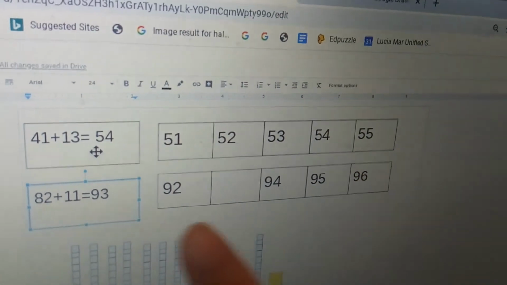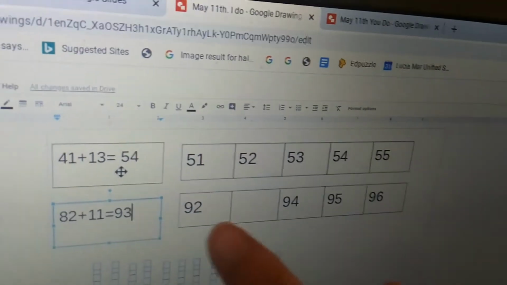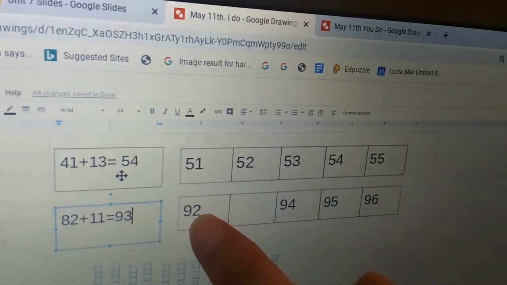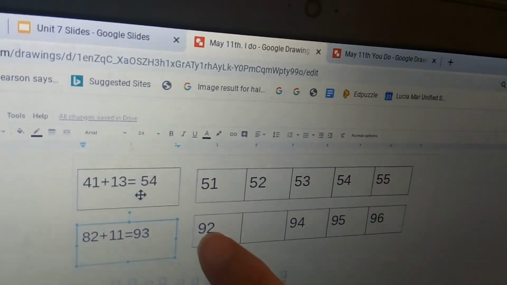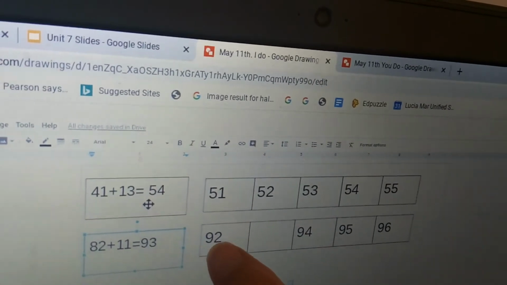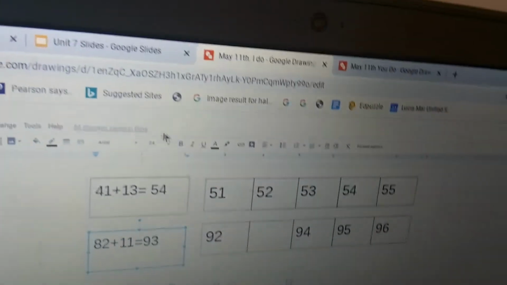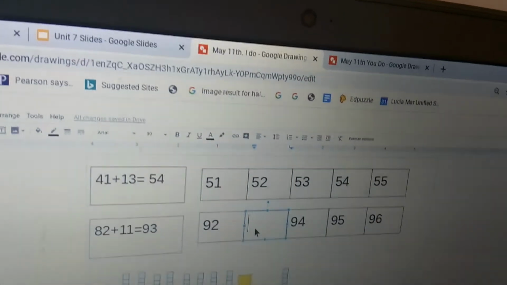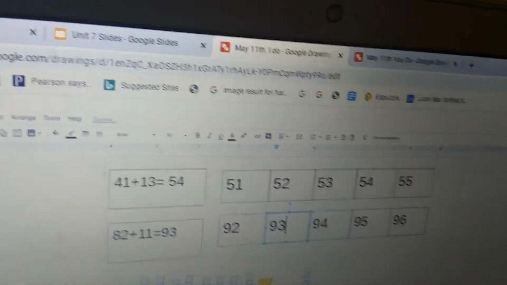And we know that as we go across to the right on a number line, the ones place always goes up by 1. So after the 2, we're going to have a 3. And the 9 is going to stay the same unless it's a number coming after 99. So therefore it's going to be 92, 93. So you're going to take your mouse, like I'm doing, and we're going to type 93.